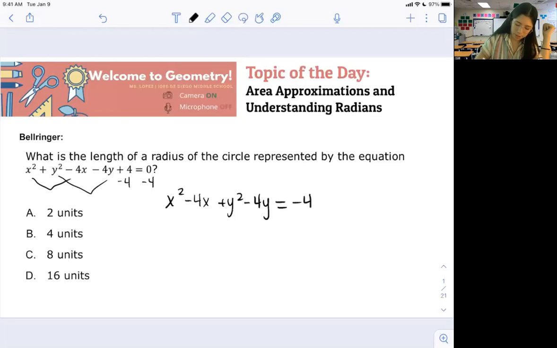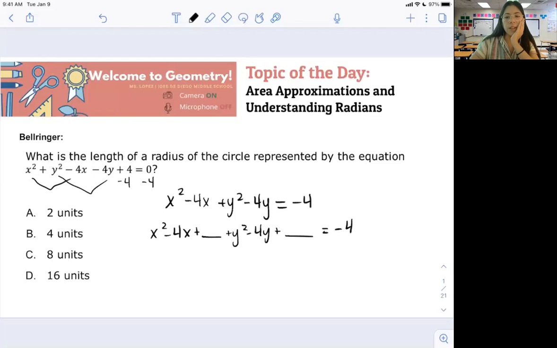Okay, we're going to put in our little blank spaces and figure out what goes there. Completing the square, yeah. So, what is going to go into this blank spot? Good, Emily, we got 4.